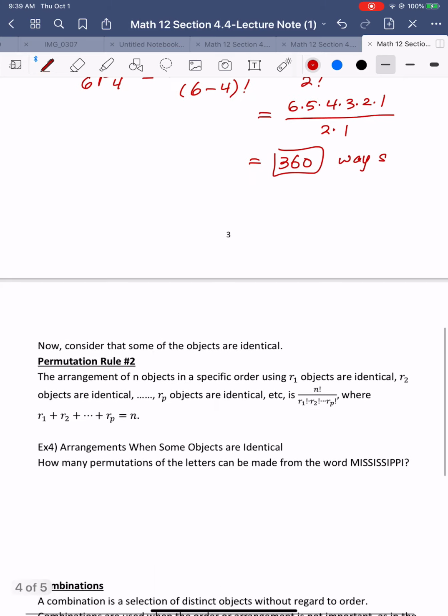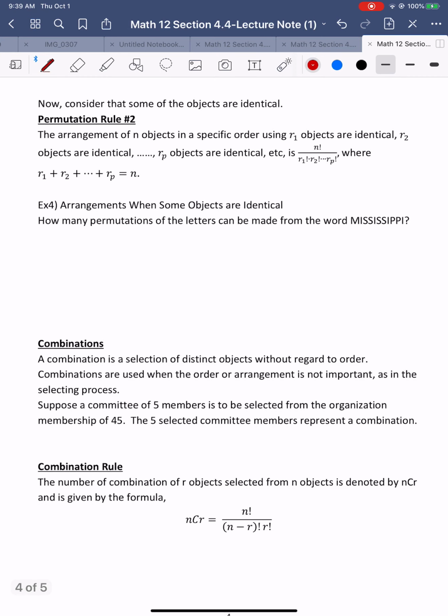Alright, let's look at the next page. Now consider that some of the objects are identical. So permutation rule number 2: the arrangement of n objects in a specific order where r1 objects are identical, r2 objects are identical, all the way to rp.